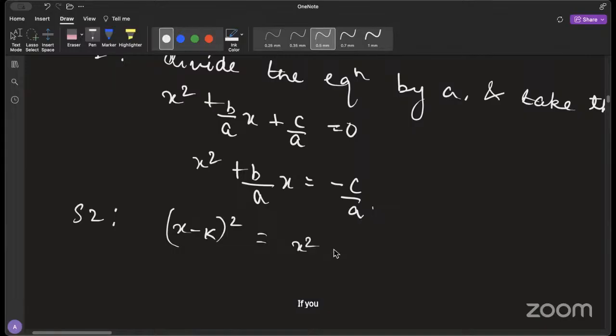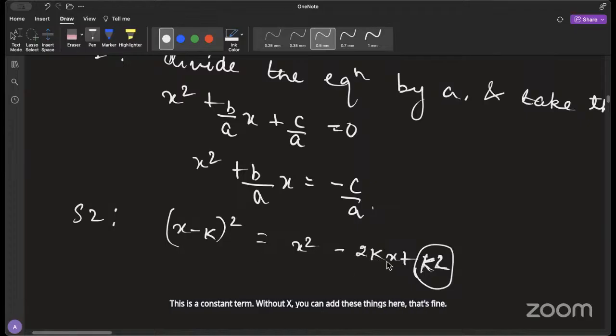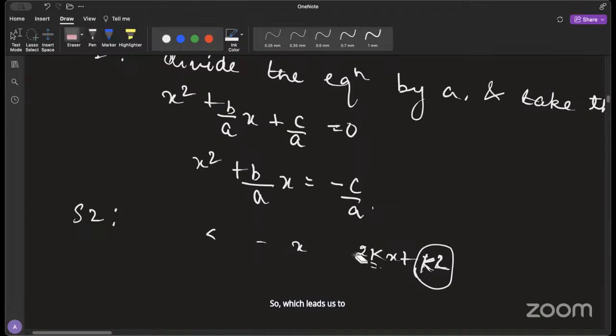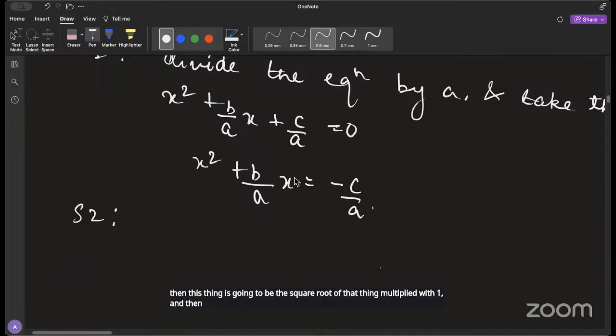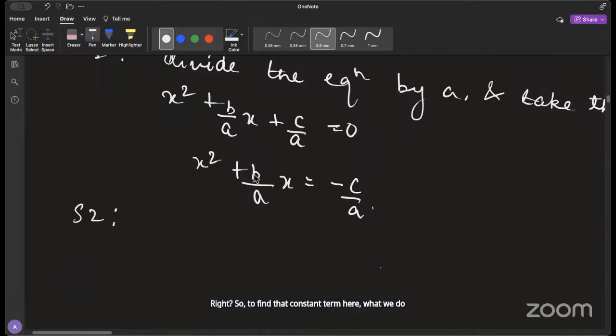If you open this, you'll have x square minus 2kx plus k square, right? This is a constant term, without x. You can add these things here. That's fine. And here you multiply this k with 2, right? Which leads us to this thing, that we should be dividing this thing, because if you have any constant here, then this thing is going to be the square root of that thing multiplied with 1 and then with 2, right? So to find that constant term here, what we do is we divide this thing b by a.